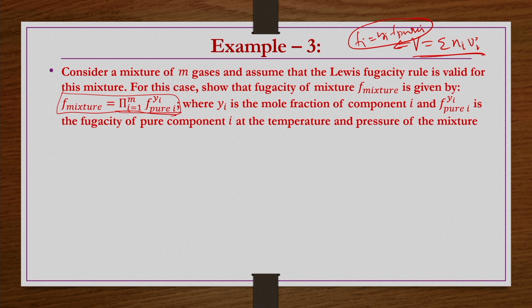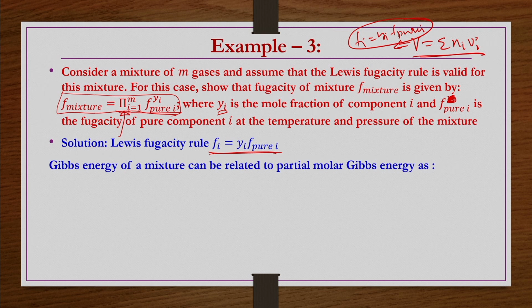Here this capital pi is nothing but a product, like sigma we take for the summation. Now in this case, capital pi is for the product. In this expression y_i is the mole fraction of component i, and f pure i is the fugacity of pure component i at the temperature and pressure of the mixture. This is what we have to prove. But what we have, the Lewis-fugacity rule, is f_i equals y_i f pure i. This we will be using at a later stage, right. Let us make note of it and keep it here as it is.